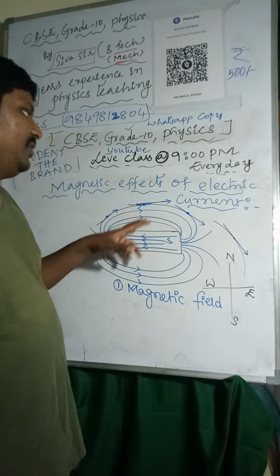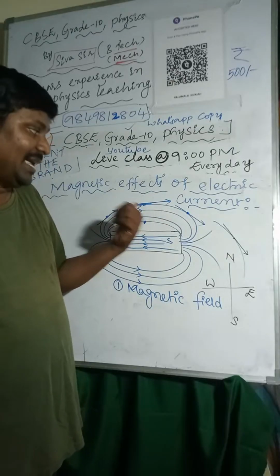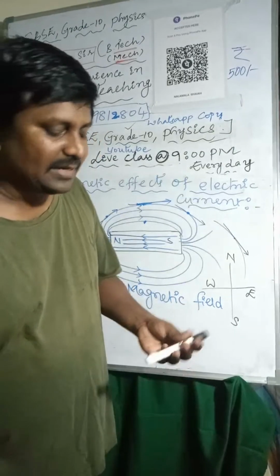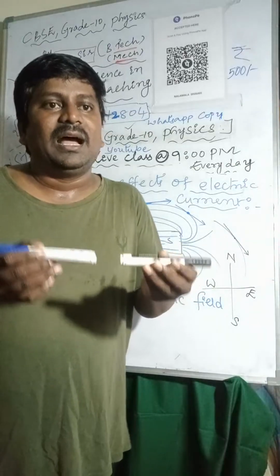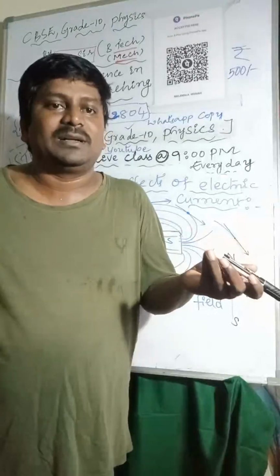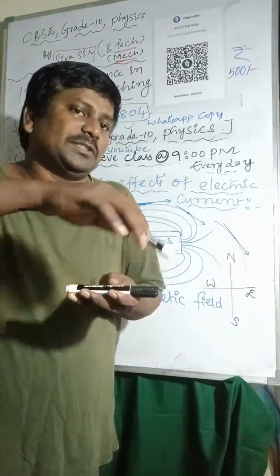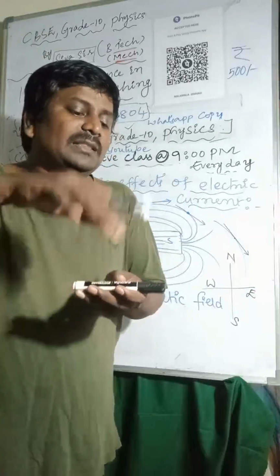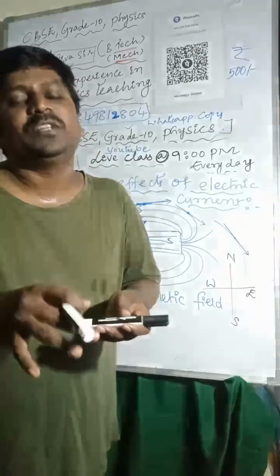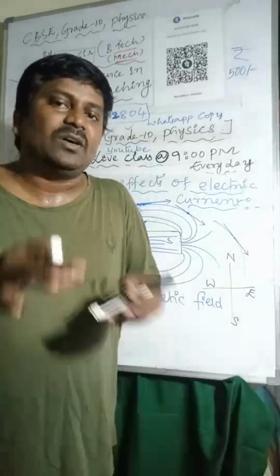Okay, so these are the field lines at this point. If you draw the tangent, the direction is given. Normally if you take two magnets, until a certain distance only, these two magnets will attract. Beyond that point it won't attract. So until a certain region only, the magnet will exert the force. The region around the magnet in which magnetic force is exerted, that is called the magnetic field.